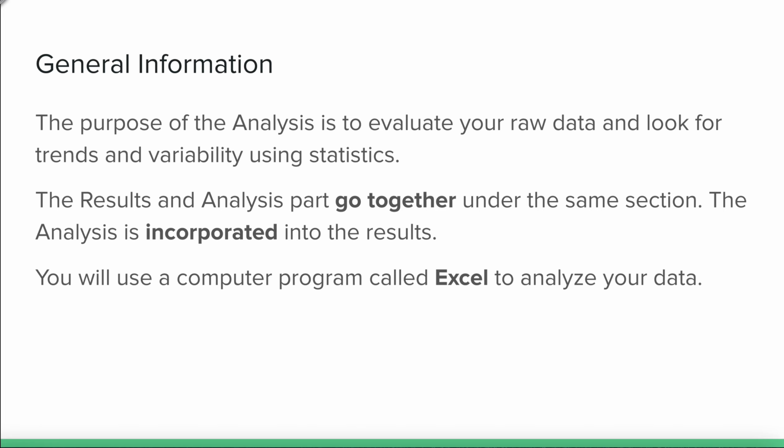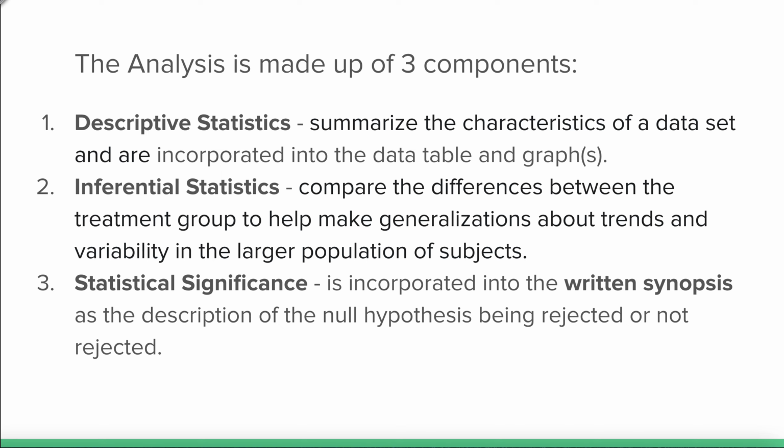You will use a computer program called Excel to analyze your data. The analysis is made up of three components. One, the descriptive statistics. This summarizes the characteristics of a data set, and you incorporate this into the data table and your graph or graphs. The inferential statistics compare the differences between the treatment groups to help make generalizations about trends and variability in the larger population of subjects. And statistical significance is incorporated into the written synopsis as the description of the null hypothesis being rejected or not rejected.